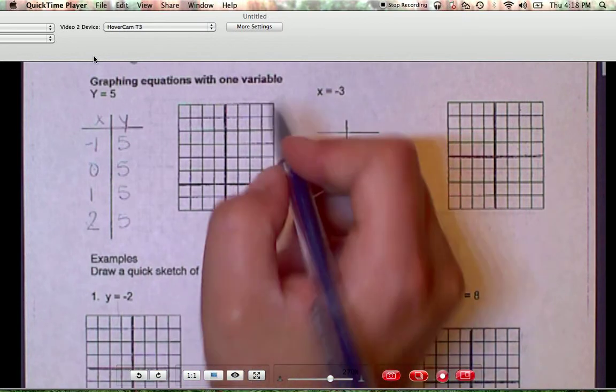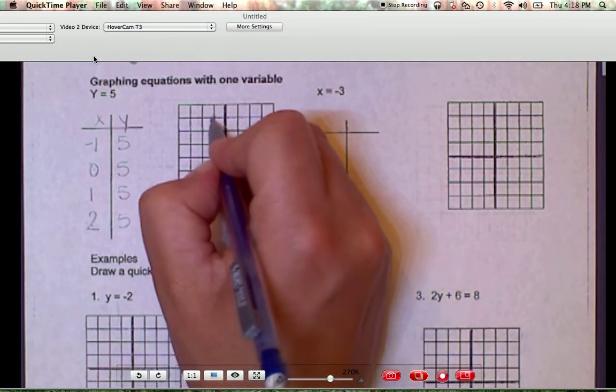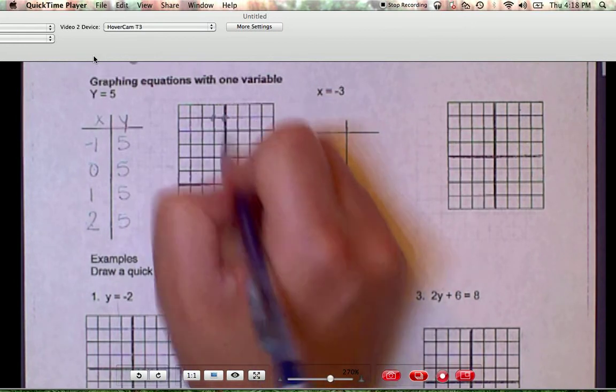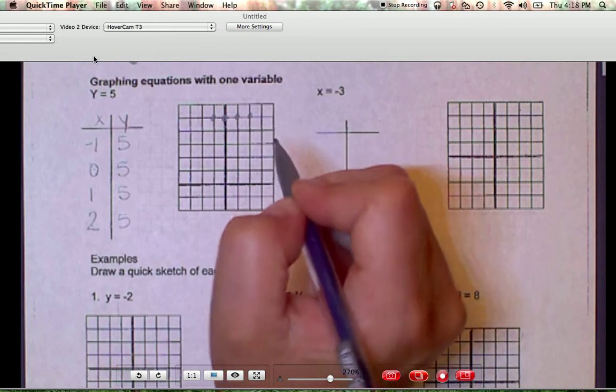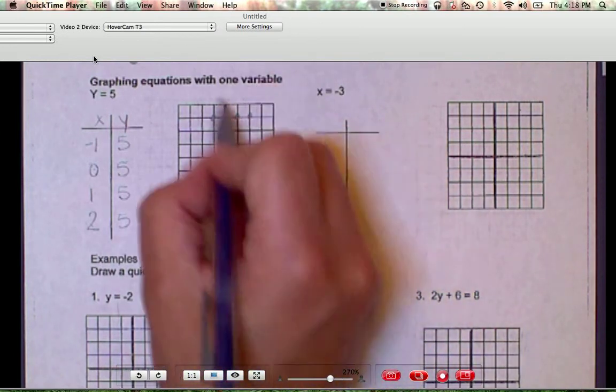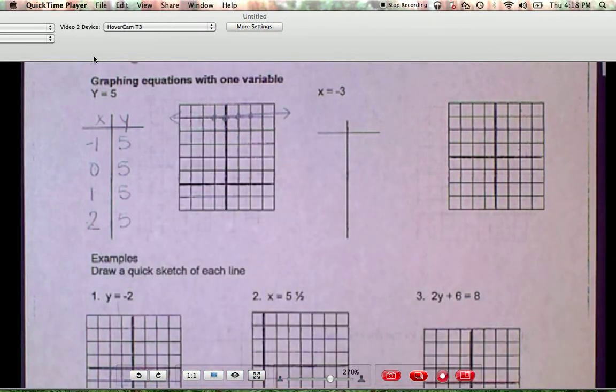So let's plot these points and see what happens. Negative 1, 5. 0, 5. 1, 5. 2, 5. What kind of line are we getting here? A horizontal line.